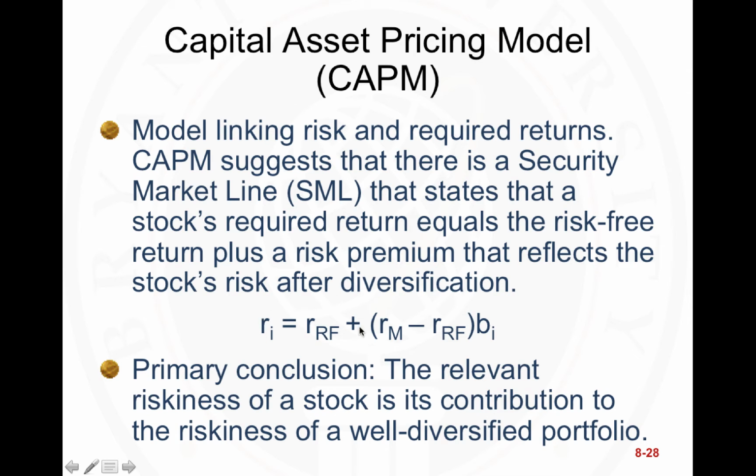And he came out with what is called the security market line, which is an equation where the return on a particular company, let's say Apple, is equal to the risk-free rate, the return that an investor will get in government securities, plus what we call a risk premium, the return on the market minus this risk-free rate, multiplied by a beta. We're going to get in a second to what this beta means.